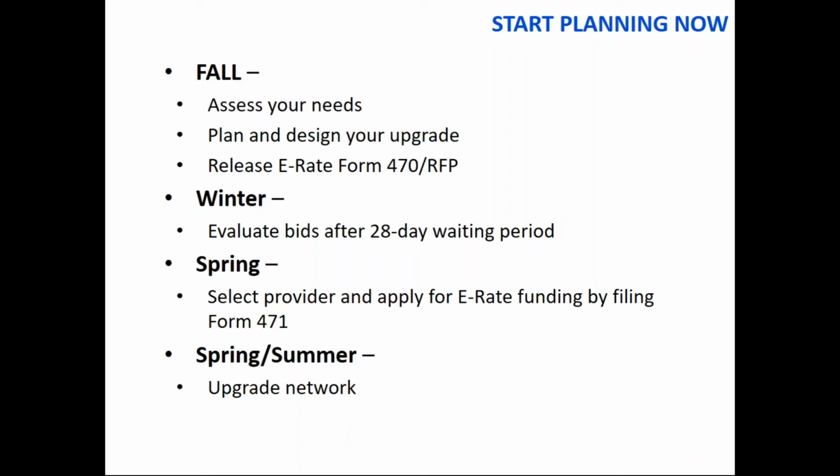And then in the early spring, when the Form 471 window opens, after the 28 days, evaluate the bids, choose your service provider, then we file the Form 471. And on the 471, this is where we're indicating specifically which service provider we chose, the cost, breakdown of equipment, all of that detail. All right, and then in the spring, summer time frame, we can actually start the upgrade.